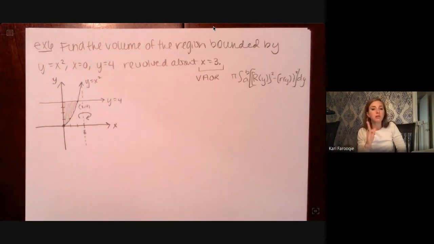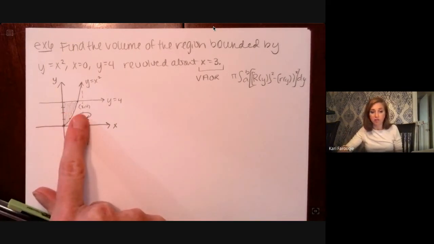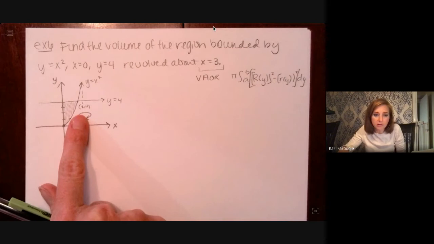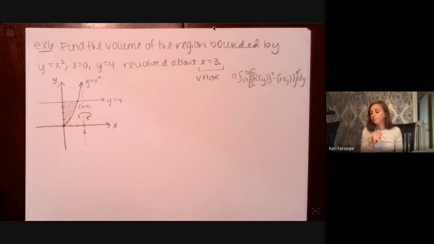So the fact that my figure doesn't even touch this at all, it's a dead giveaway that this is a washer. You must touch the axis of revolution at every point in order to be a disk. So if I had revolved this about the y-axis instead of x equals 3, I'd clearly have a disk. But I didn't do that.